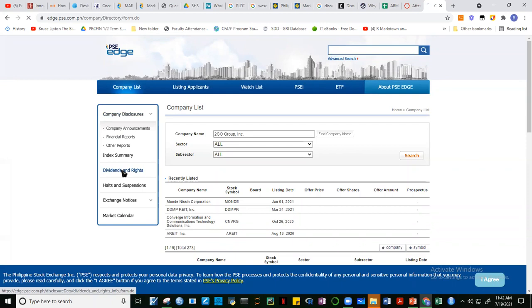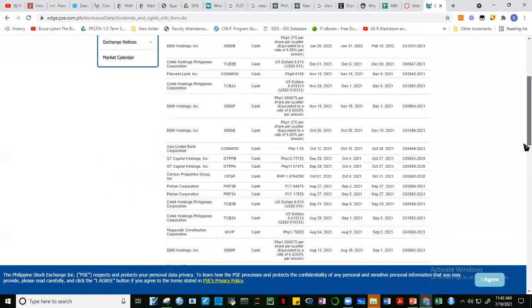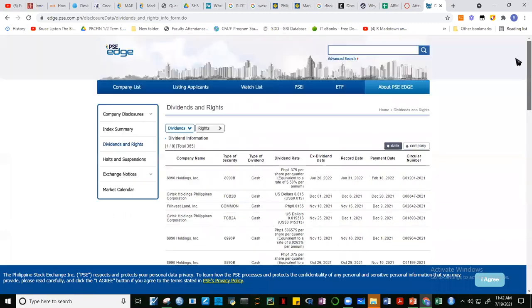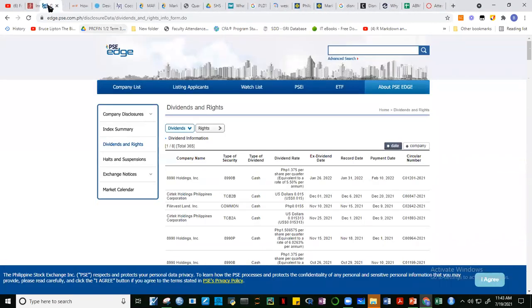Dividends, then pinapakita dito guys, kung magkano dividends yung in-issue ng company. Okay? So kompleto dito yung information. Okay, so with that guys, you can make sound decisions about whether to invest in the company or not. And that's possible because of the Philippine Stock Exchange.